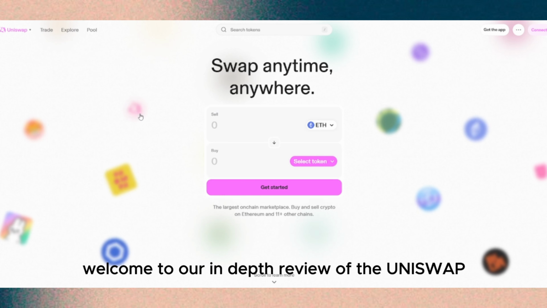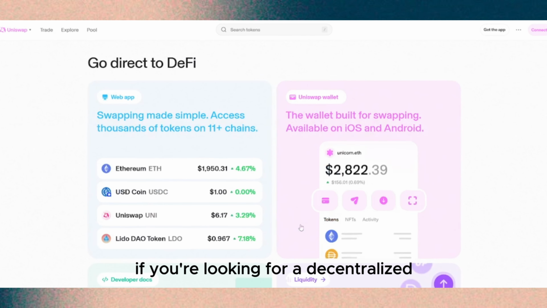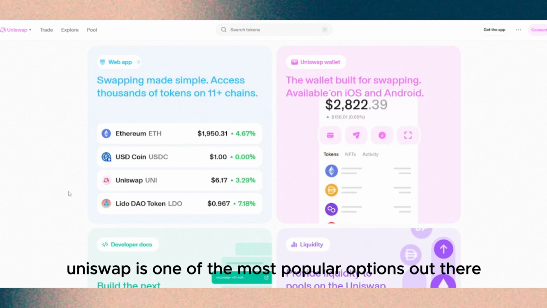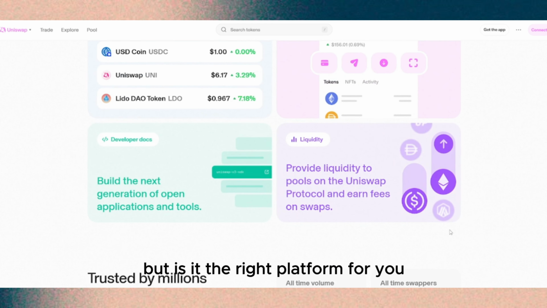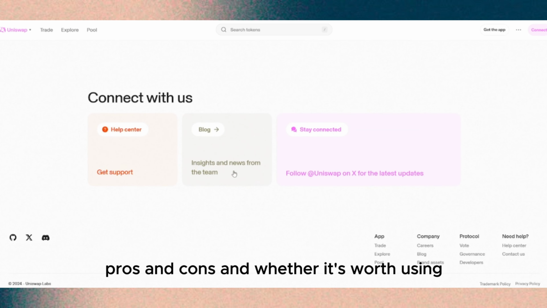Welcome to our in-depth review of the Uniswap crypto exchange website. If you're looking for a decentralized way to trade cryptocurrencies, Uniswap is one of the most popular options out there. But is it the right platform for you? Let's dive into its features, pros and cons, and whether it's worth using.